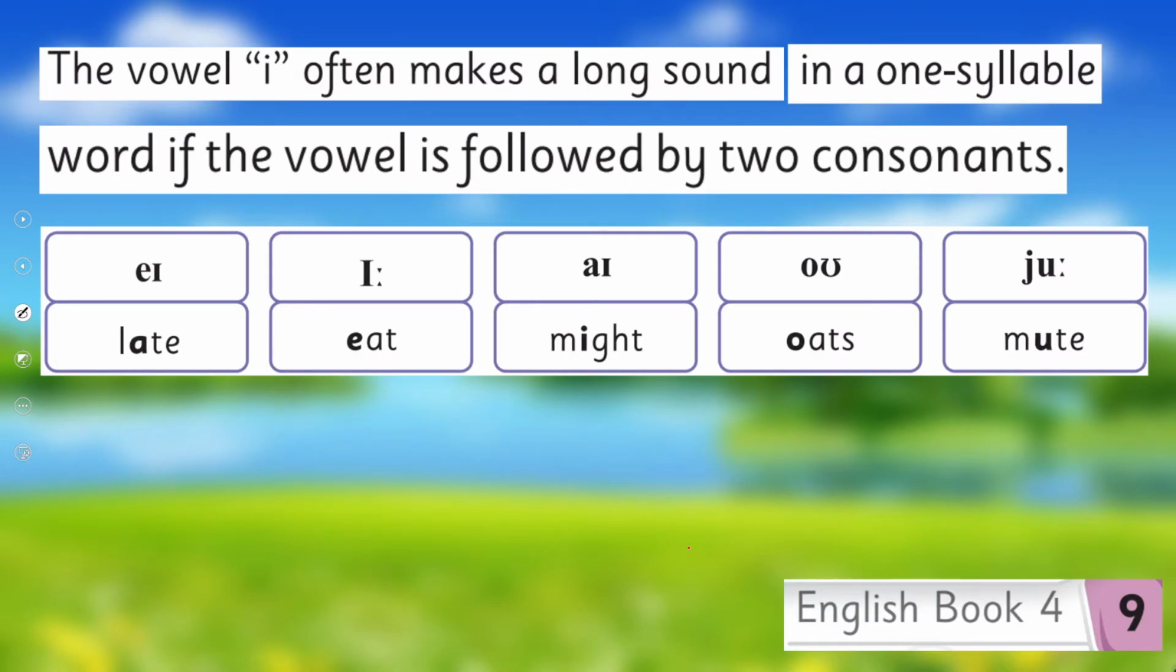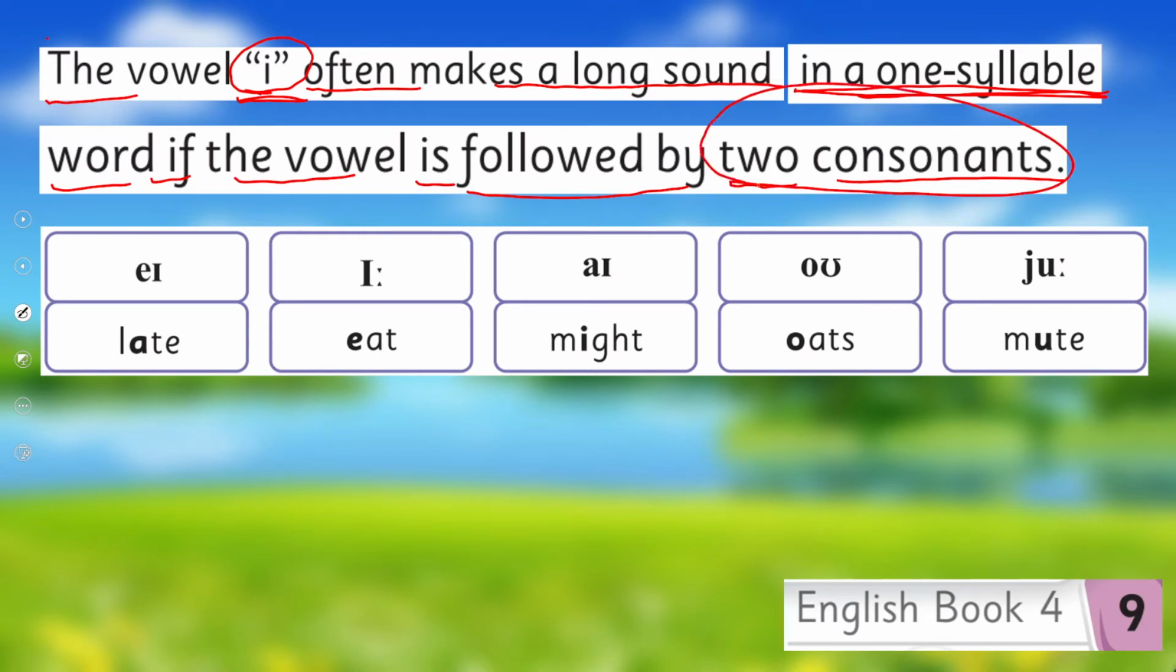Its examples are below, and there is one new rule we are going to learn over here: the vowel I often makes a long sound in a one-syllable word if the vowel is followed by 2 consonants. Like if you find I over there in one syllable, and this I is followed by 2 consonants, it will give its long sound I, as you can see in might. So here it's giving its long sound.